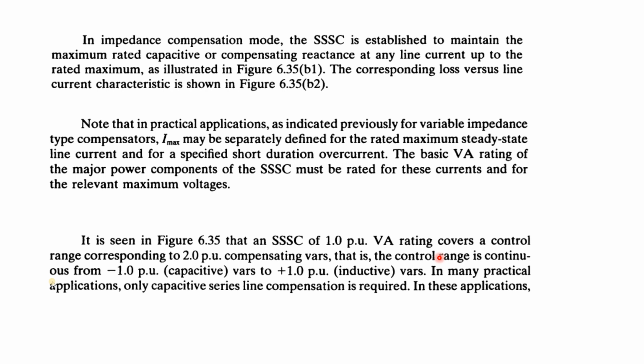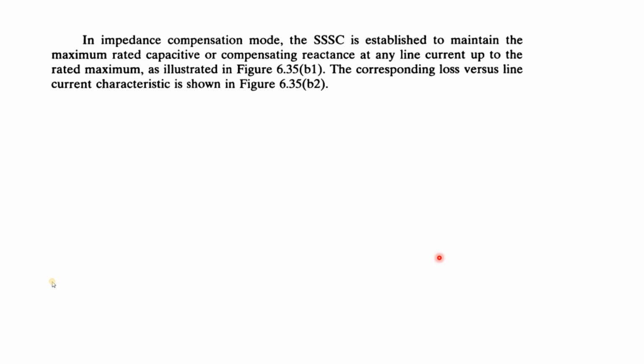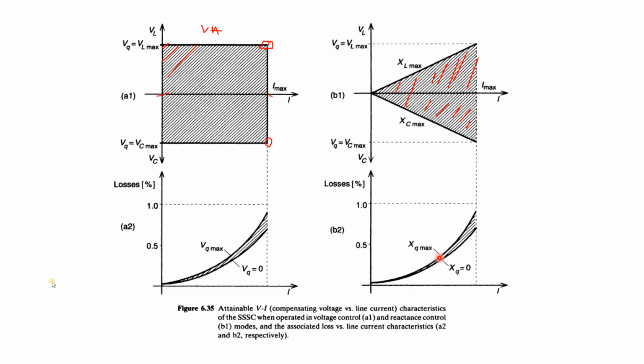It is seen in the previous figure that an SSC of 1.0 per unit VA rating covers a control range corresponding to 2.0 per unit compensating VARs. That is, the control range is continuous from -1 per unit capacitance to +1 per unit inductance. In many practical applications, only the capacitive series current converter is required.